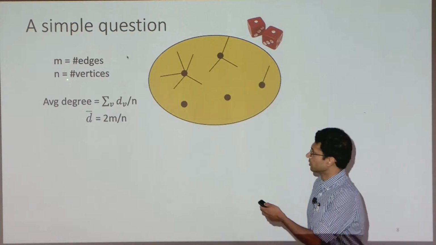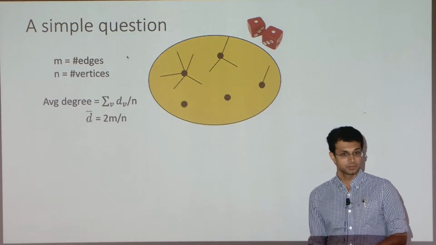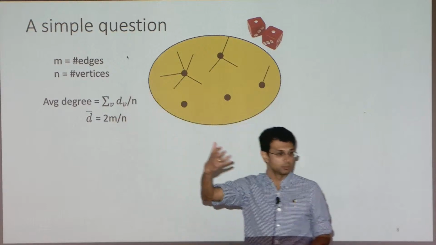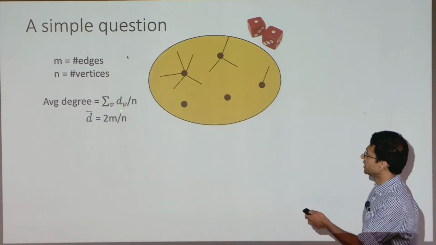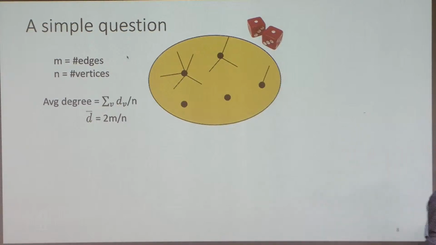Given that you know the number of vertices, this is equivalent to estimating the average degree of a graph, because the sum of degrees is twice the number of edges. So dv is the degree of vertex v, and d bar is 2m divided by n, the average degree. And this is what we want to estimate. This is the question.